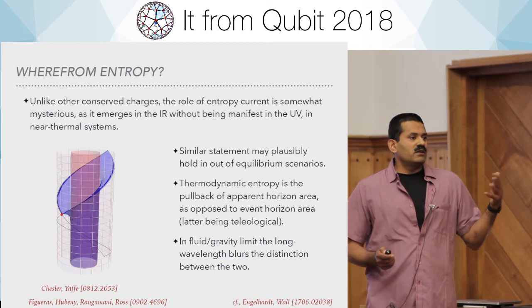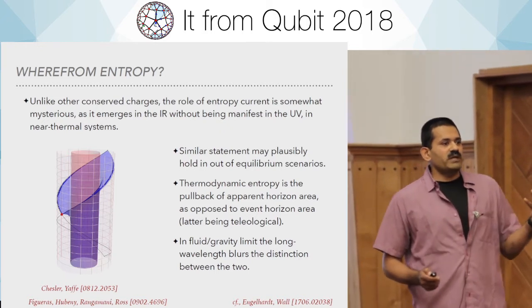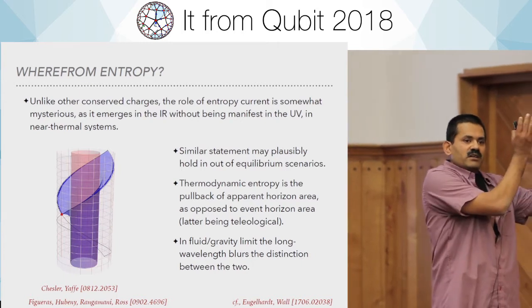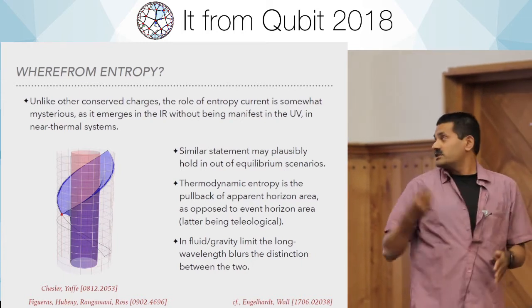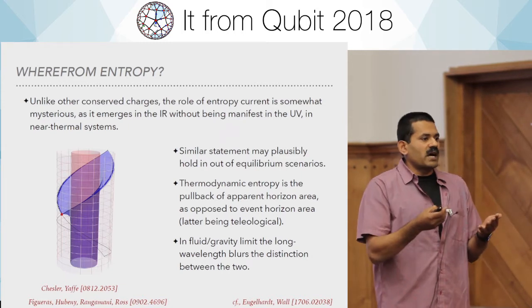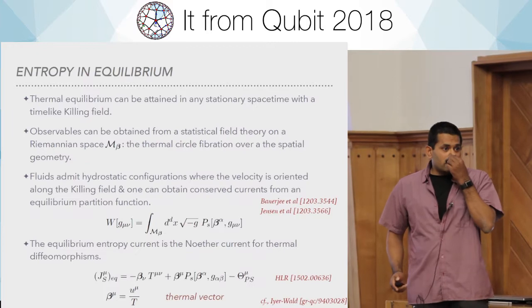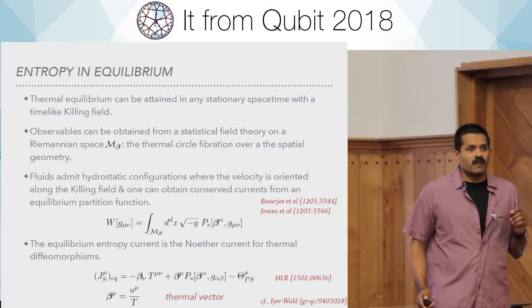So given this sort of dichotomy between conserved charges living on the boundary and entropy current sort of living deep in the bulk, let's use this intuition to ask, how does entropy come by, and how do we prove the three statements I told you? So I'll start with the simplest context of equilibrium.